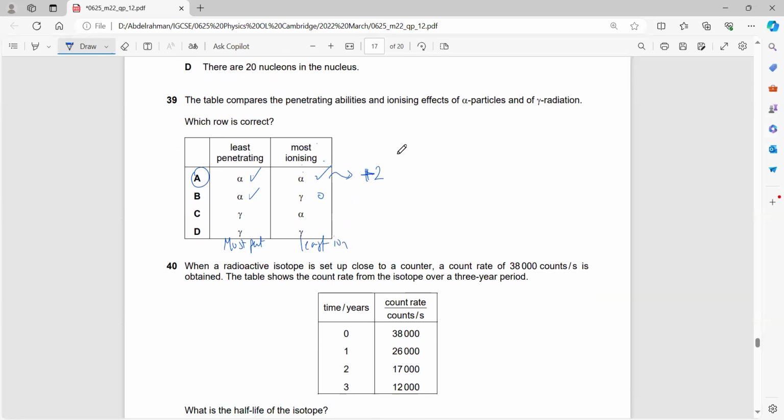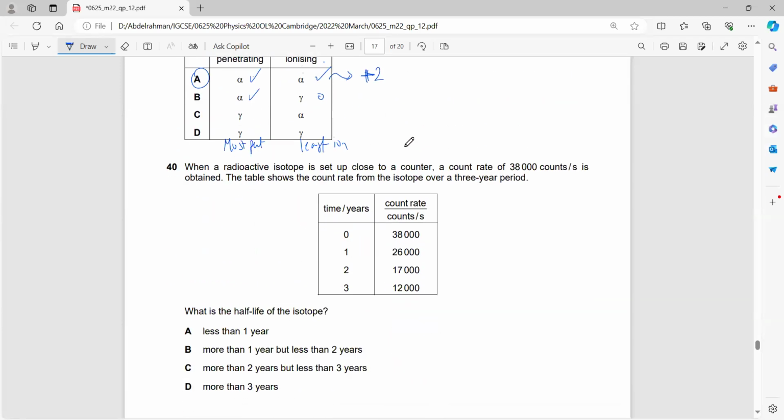Question 40. What is the half-life of the isotope? How can I find the half-life of the isotope? Initially, it was what? 38,000. So we need to divide 38,000 by 2, which is 19,000. You don't have 19,000 in the table, but it's somewhere in the middle. So it's between what? More than 1, but less than 2 years.